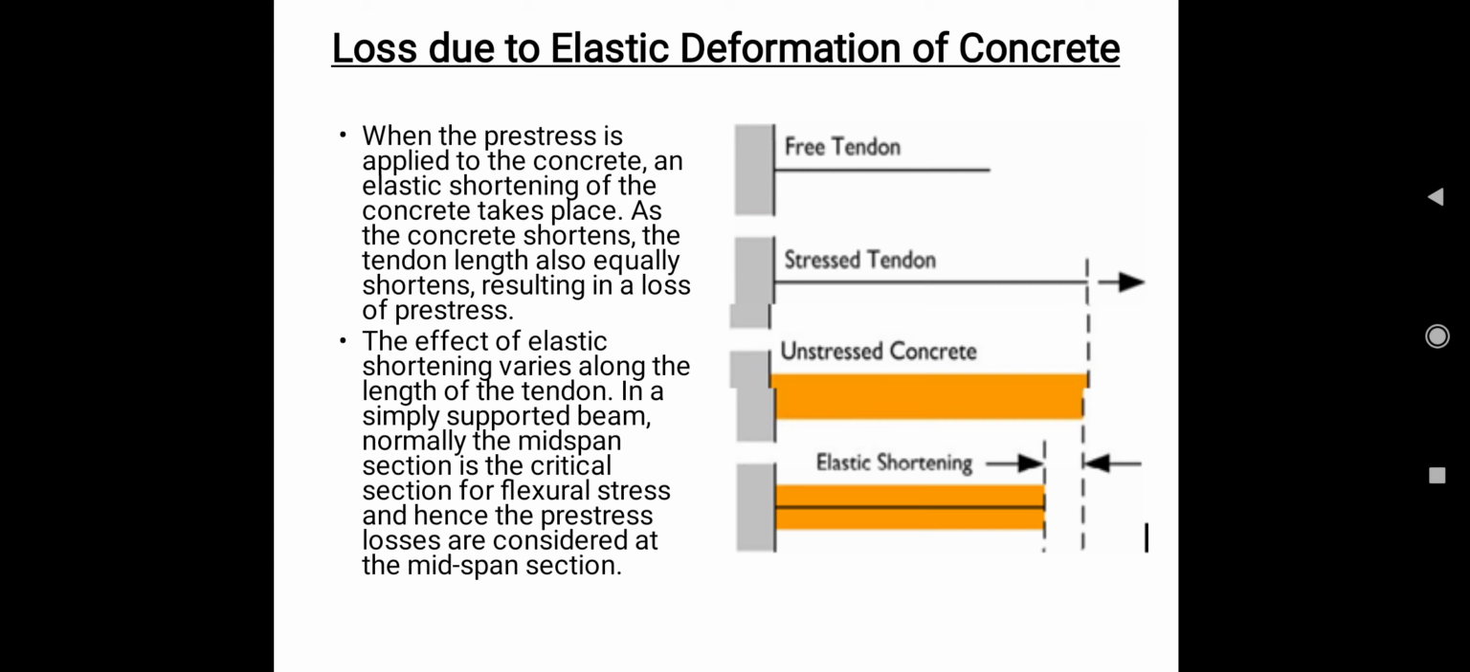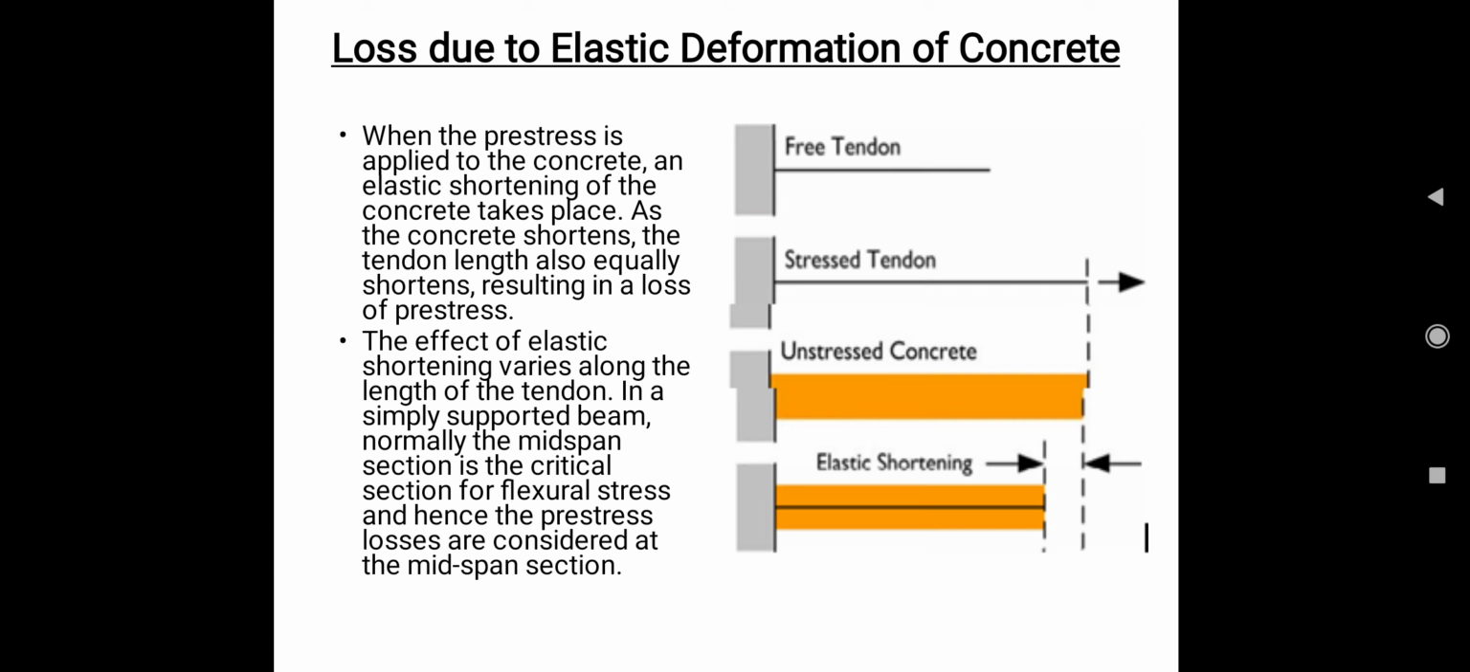So here the effect of elastic shortening varies along the length of the tendon, whereas in a simply supported beam, the midspan section is the critical section for flexural stresses. In a simply supported beam, the self weight of a member will always be a UDL. When these members are subjected to a uniformly distributed load, the maximum bending moment will occur at midspan. So the midspan section is the critical section for flexural stresses, that is, the bending stresses will occur at the midspan, and hence the pre-stress losses are considered at the midspan section.